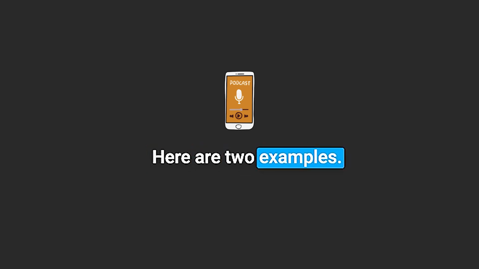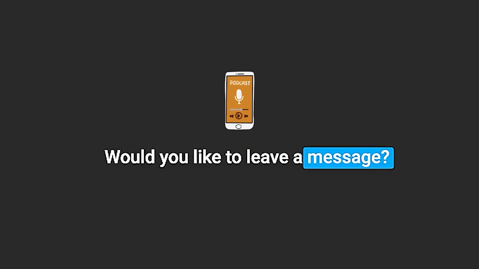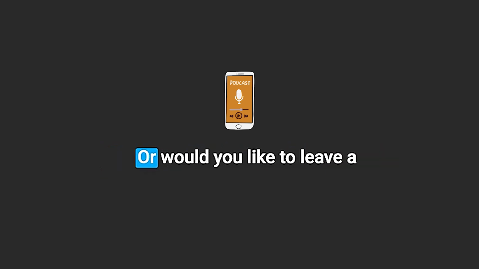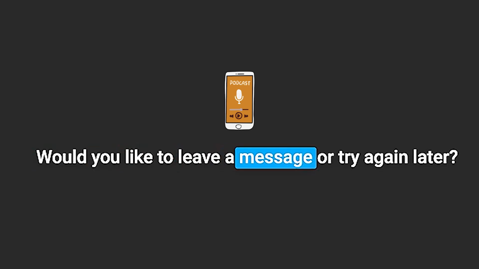Here are two examples. He's out of office at the moment. Would you like to leave a message? Or, would you like to leave a message or try again later?